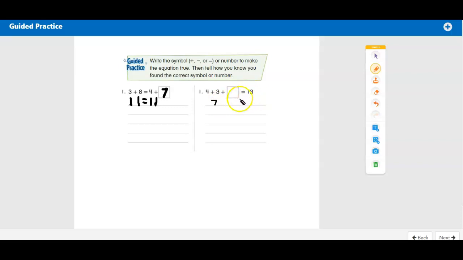I need to get to 13, so I have to find out 7 plus what number would equal 13? Let's think. Well, we can see here on this first example that 4 plus 7, or 7 plus 4, was equal to 11. Okay, so that means that 7 plus 5, which is one more, would equal 12. And 7 plus 6, which would be 2 more than 11, would equal 13.